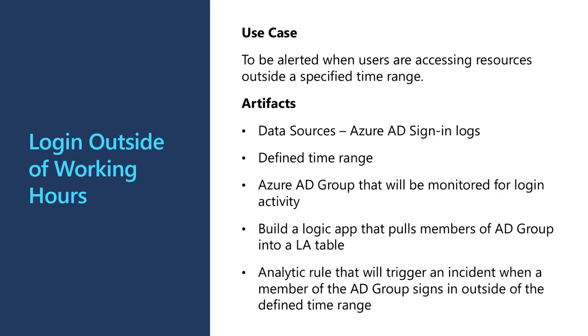So what we're going to do is build a logic app that pulls members of that AD group into a Log Analytics table. And once that information is in the Log Analytics table, we can create an analytic rule that will trigger an incident anytime a member of that group signs in outside of those defined time ranges.